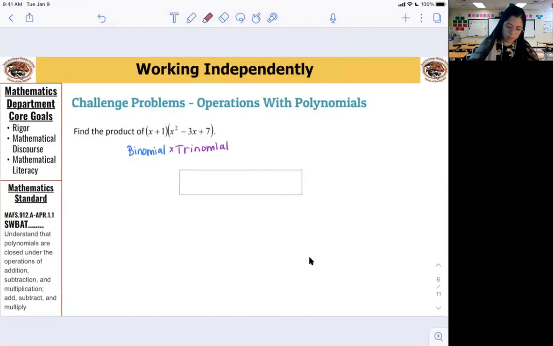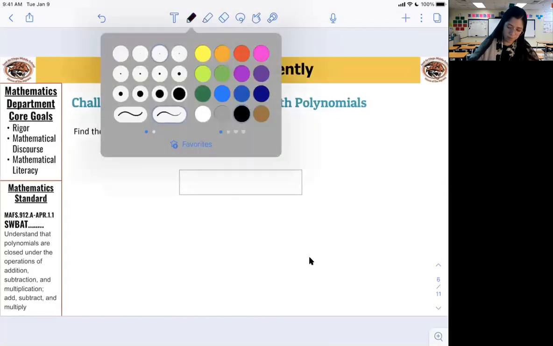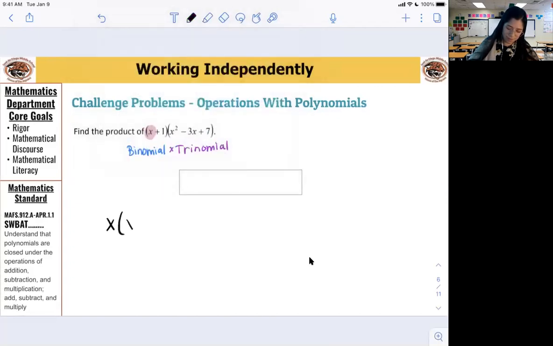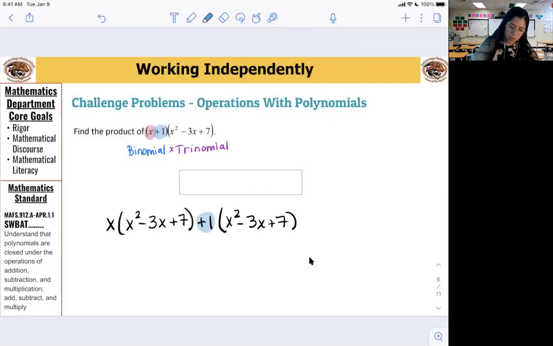So x times (x squared minus 3x plus 7) plus 1 times (x squared minus 3x plus 7). So we're just splitting it up. This is called partial distribution, because you're splitting up the binomial and then distributing each part of it individually.